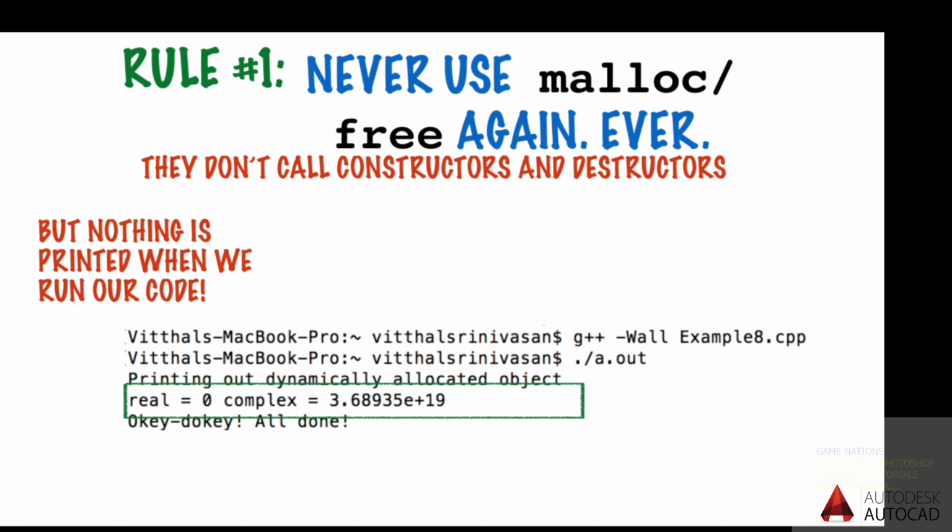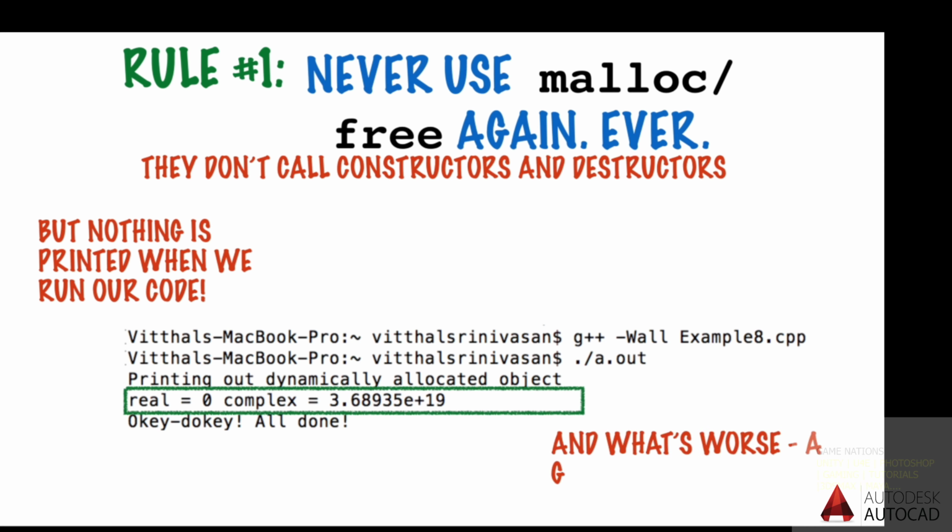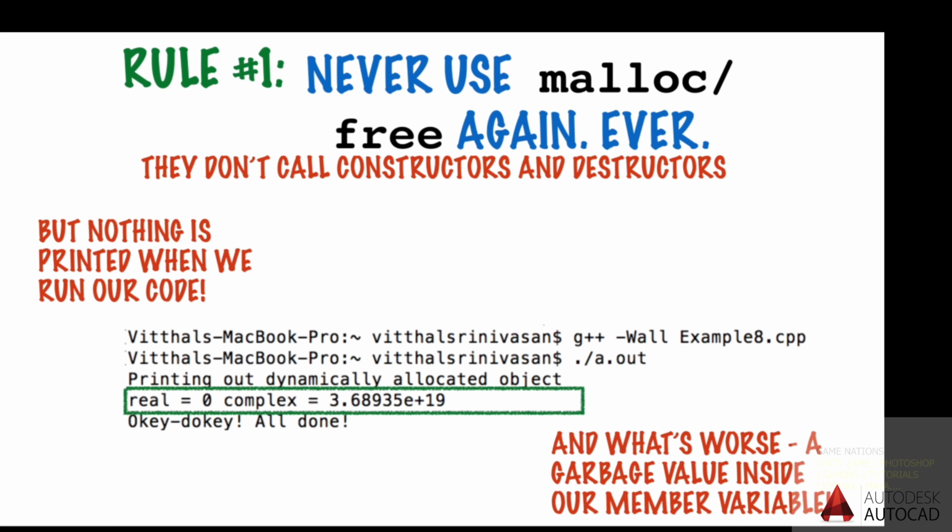So what exactly happened? Memory was assigned, no constructor was called. We have garbage values inside our complex number variables. The real is 0, but the complex value is basically some garbage value. So in spite of having constructors which initialize these values to something sensible when the object is set up, we still have garbage values inside our member variables. If you don't use the constructor, having it is pointless.